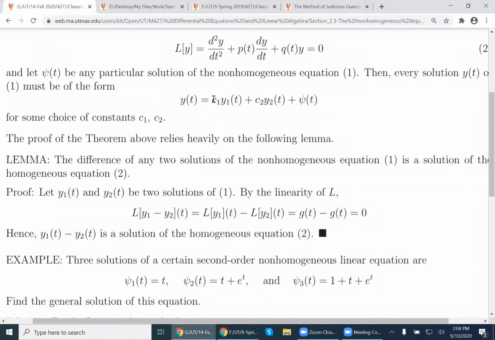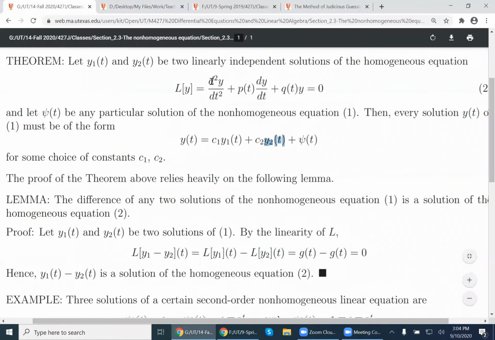Well, in order to find this, we should find y1 and y2. What is y1? What is y2? y1 and y2 are particular, linearly independent solutions of the corresponding homogeneous.